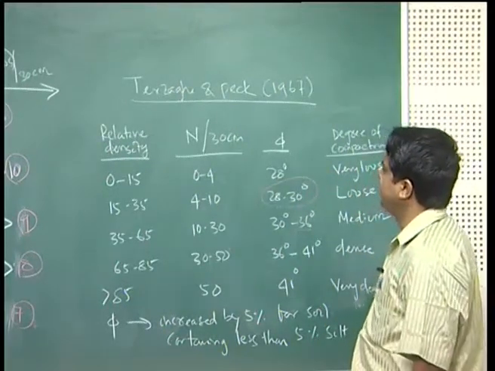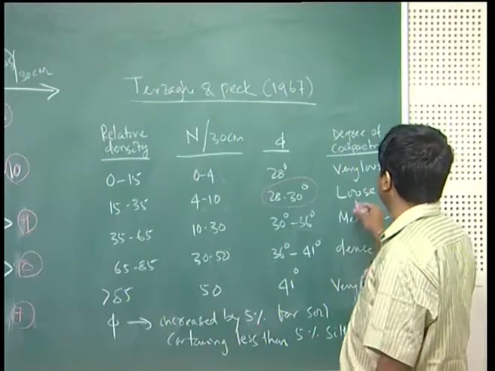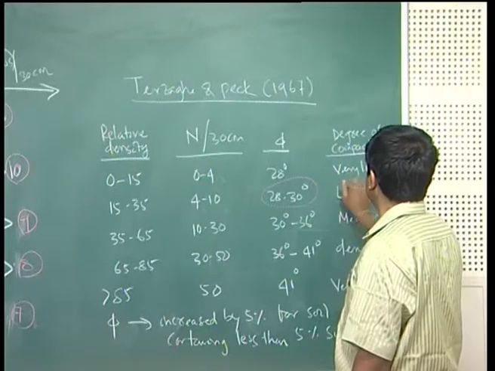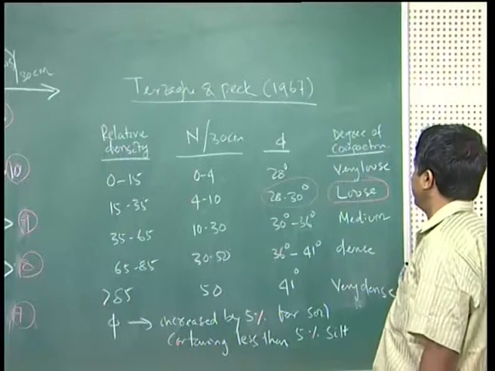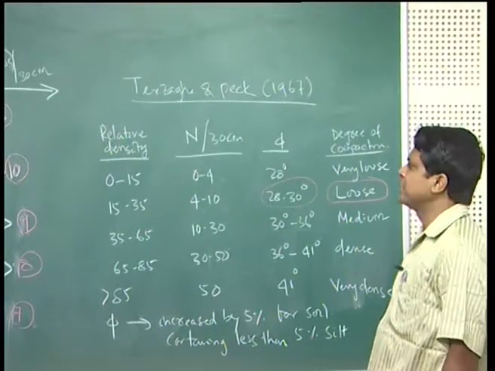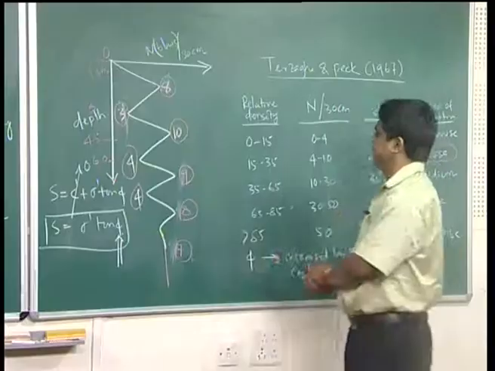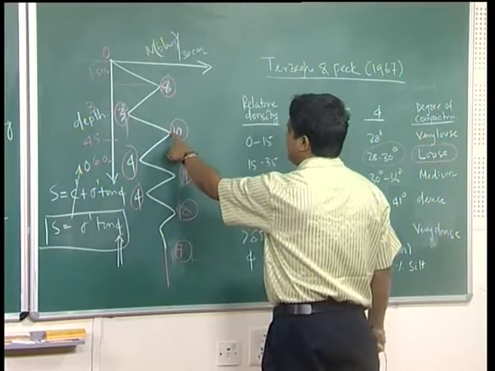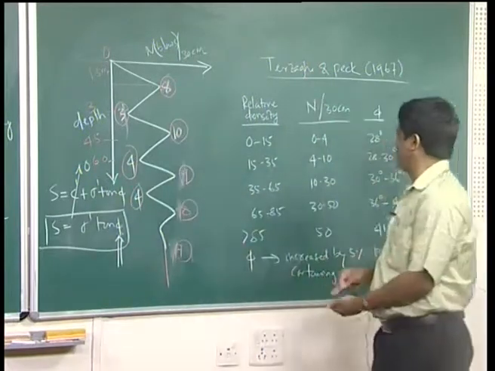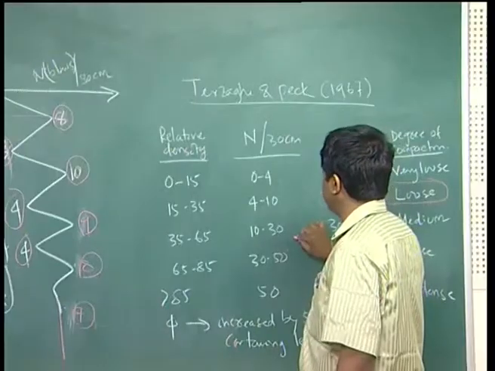What does it mean with an N value of 4 to 10? If it is 8, it means that the soil sample below the ground surface up to 1.5 meter depth is loose, it is in the state of loose. Now, let us say 10, at 4.5 meter interval the penetration value is 10, that means at 4.5 meter interval the penetration value is say 10.